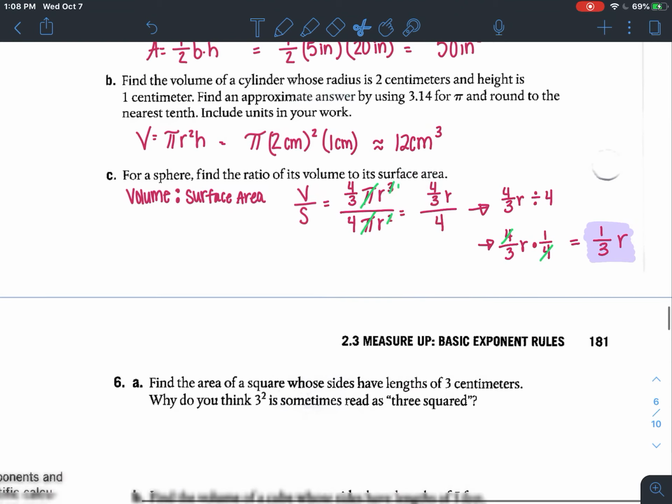Now, this question, not actually this specific question, but something very similar will appear on your test. You will be asked to find the ratio of volume to surface area or area to perimeter. You will have access, of course, to the formulas. You'll just need to know how to find the ratio of each. So look out for that.